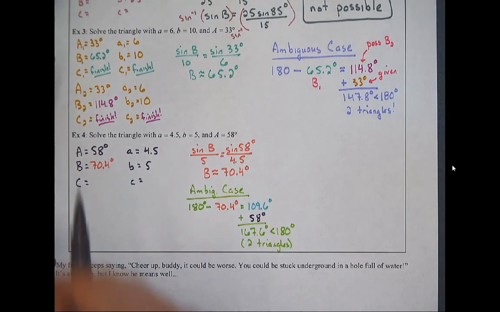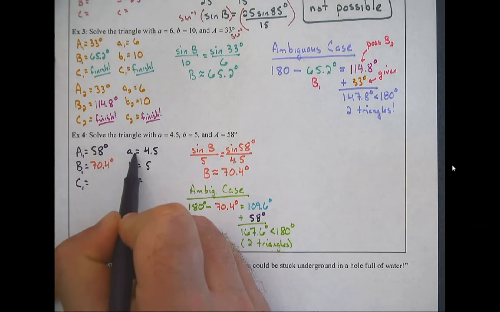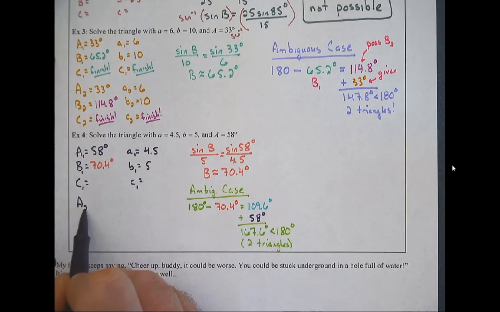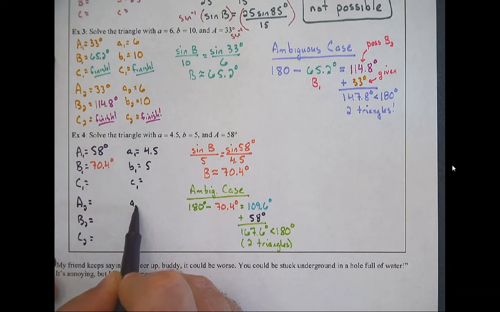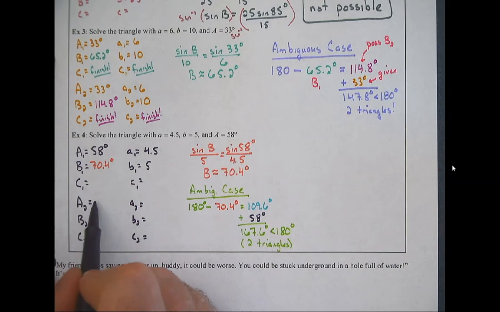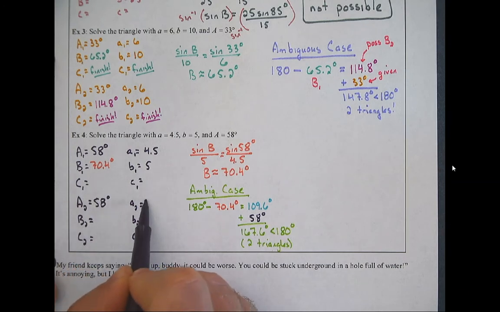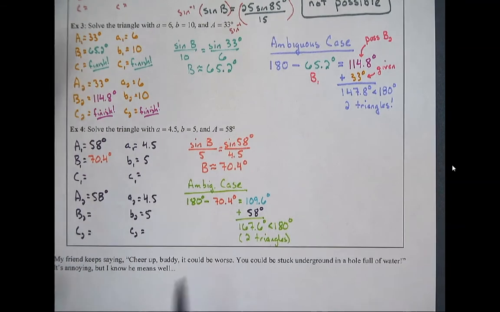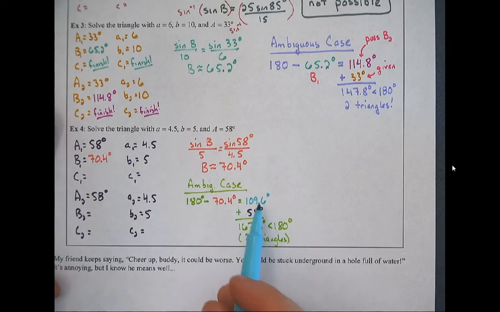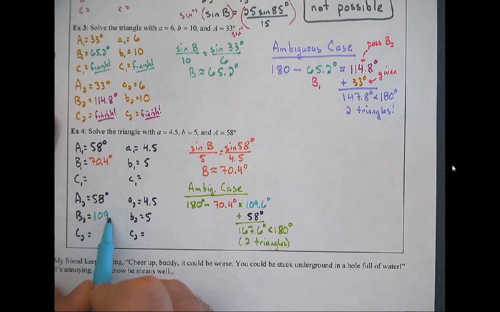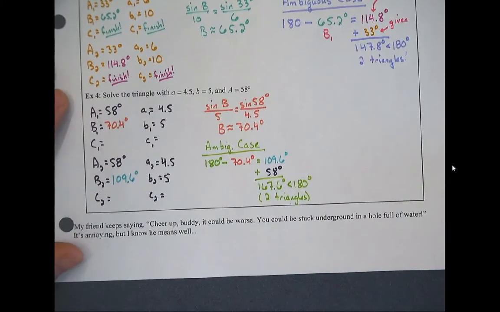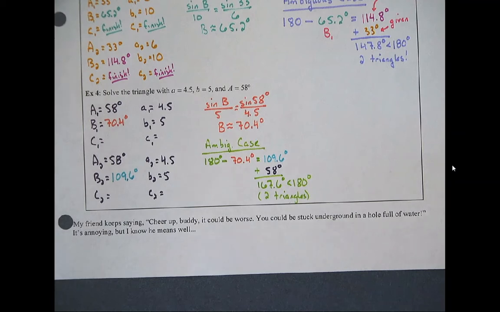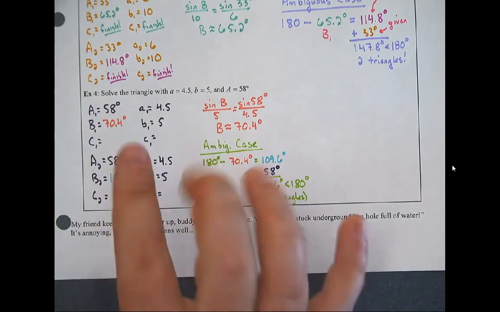So then I'm going to go back here and change all these to little ones. And I'm going to now make a new set of A sub 2, B sub 2, and C sub 2. The givens are still the givens. So 58 degrees, 4.5, and 5. But now I have a new value for B, which I'm going to call B sub 2. Now, I'm actually going to have you finish these, even though I said you didn't have to. I didn't want to do it up here, but let's do it at least once.